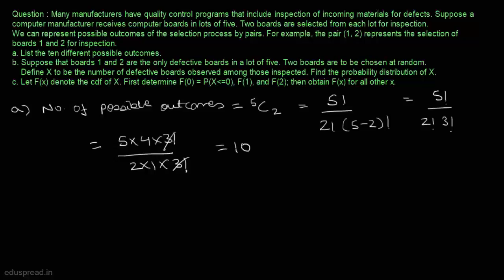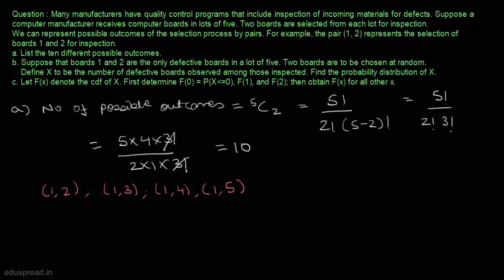So the number of possible outcomes that we have in this case is equal to 10, and we have used combination to find it because the ordering does not matter in this case. Now let's list down all these different possible outcomes. So the first outcome could be 1, 2. Second outcome could be 1, 3. Third outcome 1, 4. And fourth outcome 1, 5. Note that the pair 1, 2 represents the selection of boards 1 and 2 for inspection. So 1, 3 represents the selection of boards 1 and 3 for inspection, and so on.